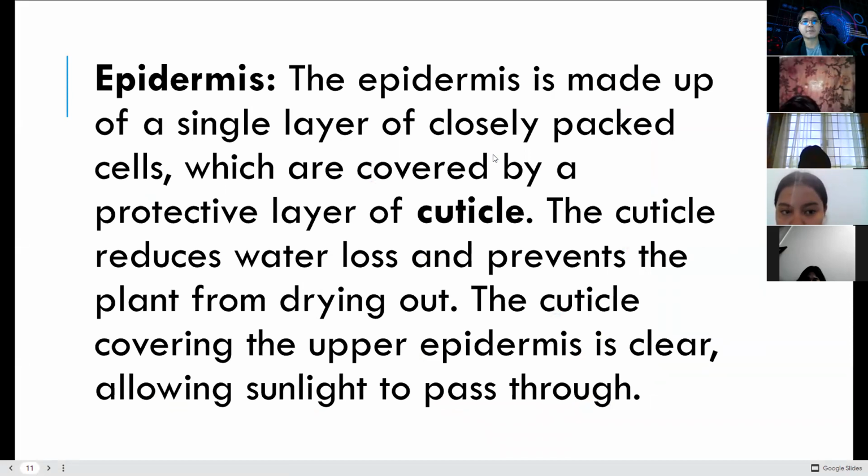The epidermis is made up of a single layer of closely packed cells, which is covered by a protective layer called cuticle. Again, your cuticle protects the epidermis. The cuticle reduces water loss, because we need water for photosynthesis, and prevents the plant from drying out. The cuticle covering the upper epidermis is clear, allowing sunlight to pass through. This is now the waxy form of cuticle.